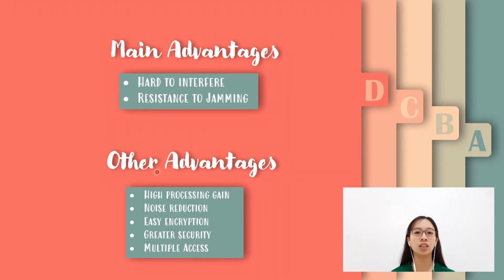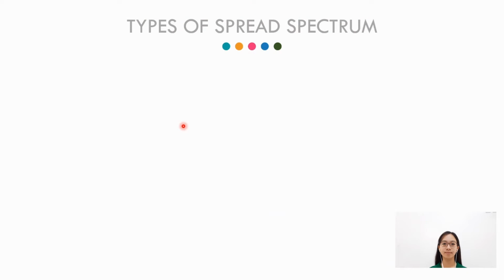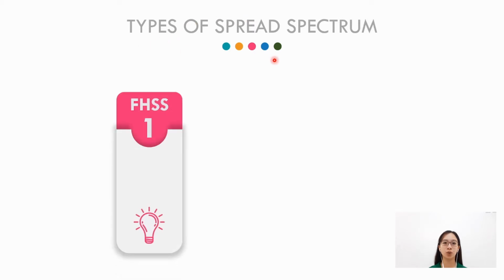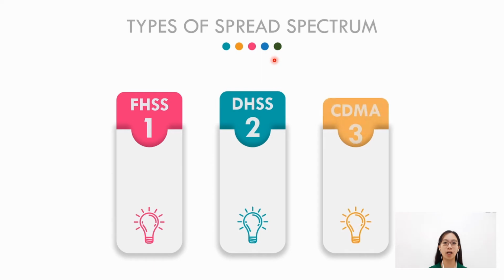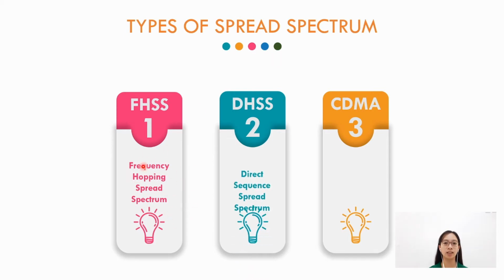The other advantages of the spread spectrum are high processing gain, noise reduction, easy encryption, greater security, and multiple access. Spread spectrum multiple access techniques use signals that have a transmission bandwidth of a magnitude greater than the minimum required RF bandwidth. The two types are frequency hopping spread spectrum or FHSS and direct sequence spread spectrum or DSSS.